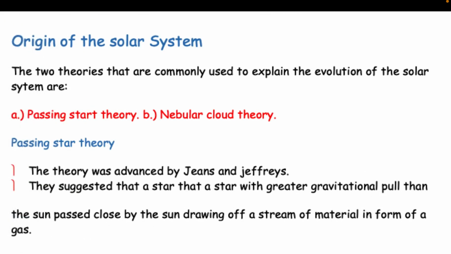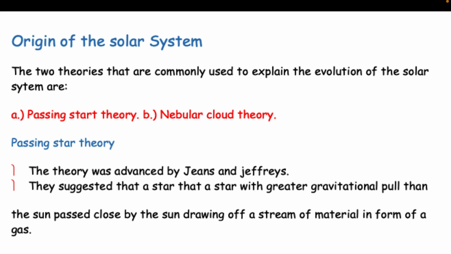Origin of the solar system. The two theories that are commonly used to explain the evolution of the solar system are A. Passing star theory and B. Nebular cloud theory. Passing star theory. The theory was advanced by Jeans and Jeffreys. They suggested that a star with greater gravitational pull than the Sun passed close by the Sun, drawing off a stream of material in form of a gas.